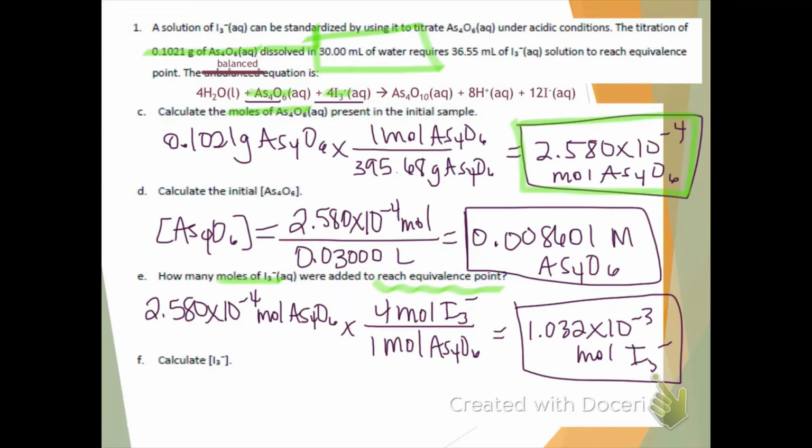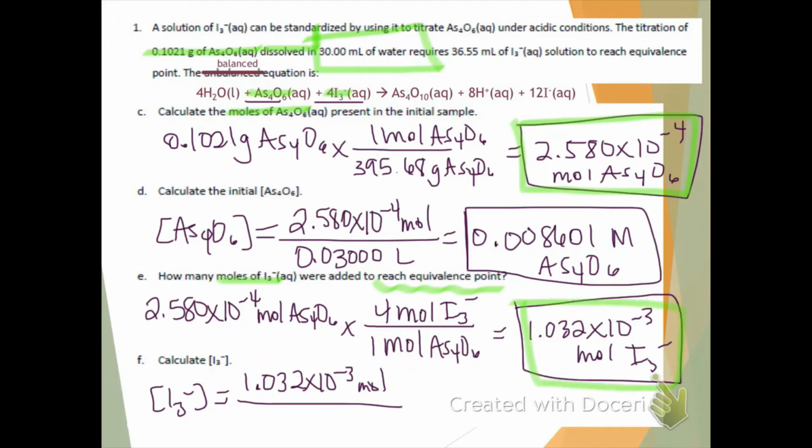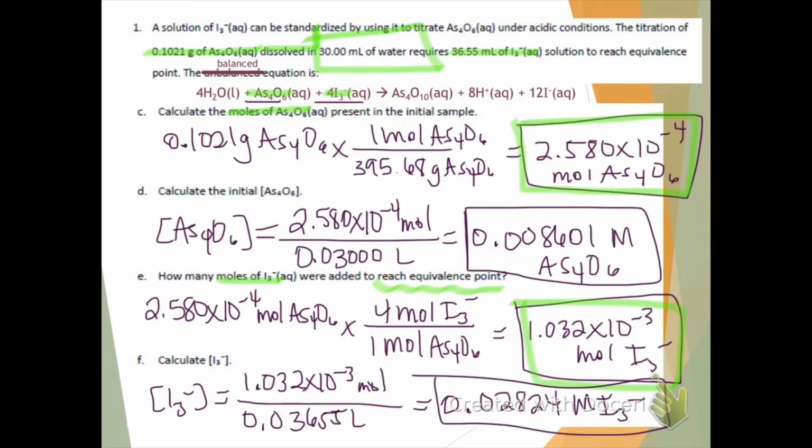Then we want to find the concentration of that I3-. Again, concentration is moles over liters. We know our moles of I3- that we just solved for. We can go back and see in our problem that it required 36.55 milliliters of I3-. We do need to convert that to liters by dividing by 1,000. And this will give us our molarity of that I3-. Should find that molarity to be 0.02824.